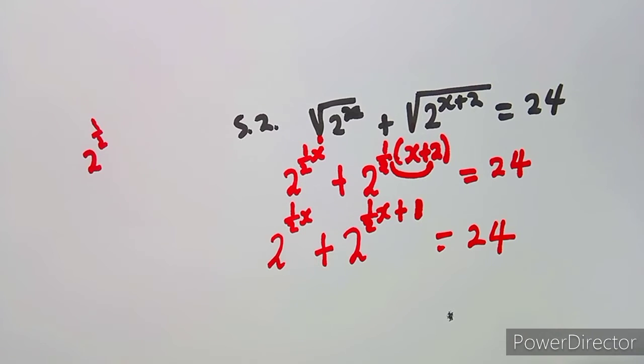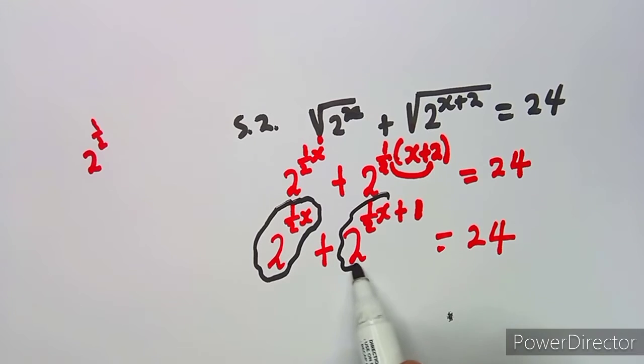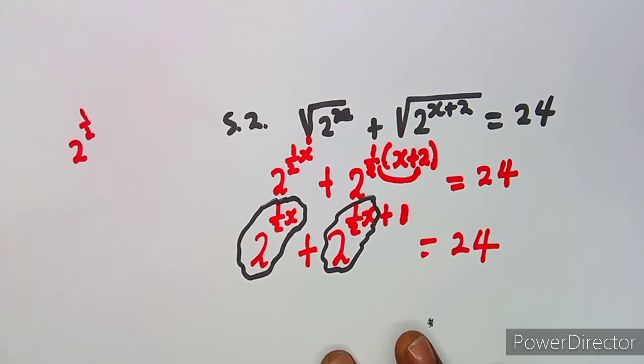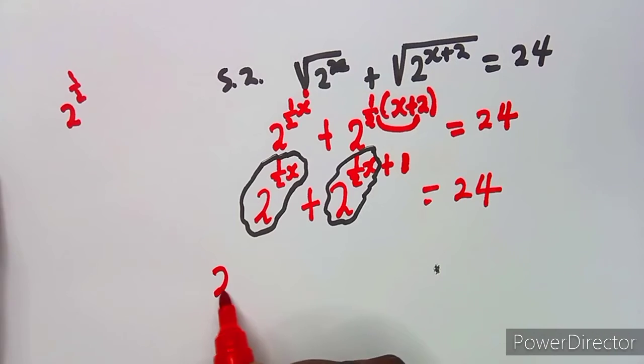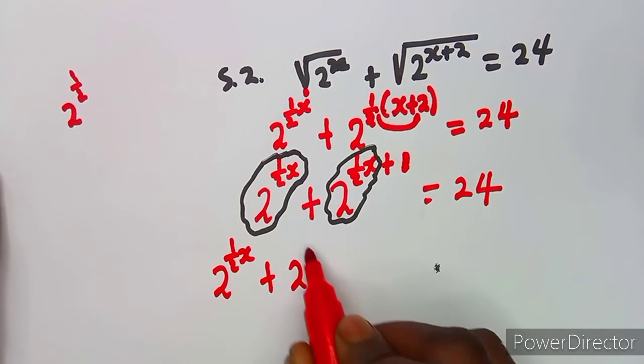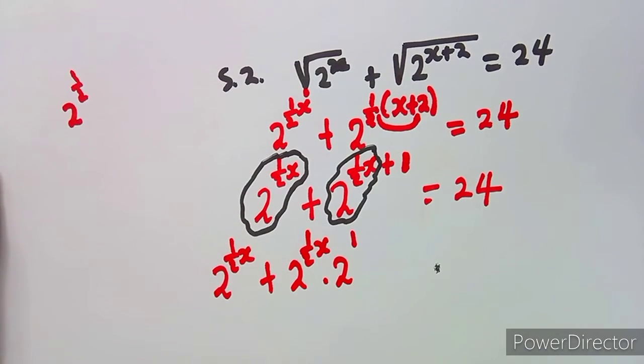Then we know that from our factorization, there is something common that we can actually factor out here. So we can factor out this. Remember, why are we saying so? Because this part here can be written as 2 to the exponent of half x plus 2 to the exponent of half x by 2 to the exponent of 1.